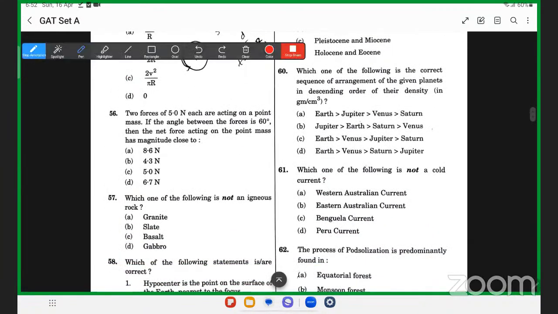Then we have 55. Two forces of 5 Newton are acting on a point. इधर 5 न्यूटन, इधर 5 न्यूटन, ये 60 डिग्री का एंगल है, तो मैग्नीट्यूड कितना होगा?